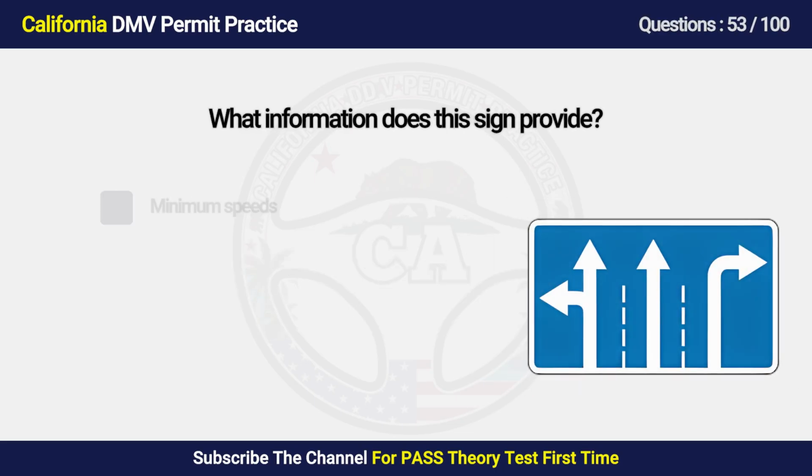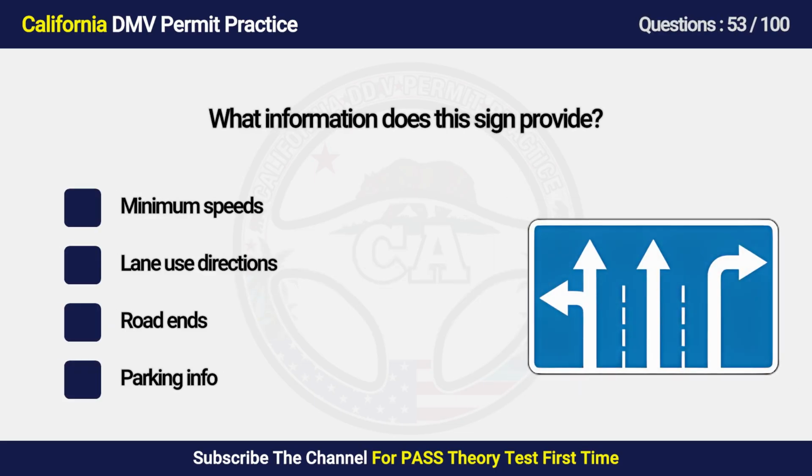Question 53. What information does this sign provide? A. Minimum speeds. B. Lane use directions. C. Road ends. D. Parking info.